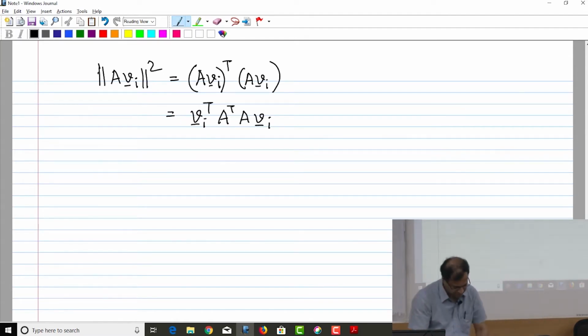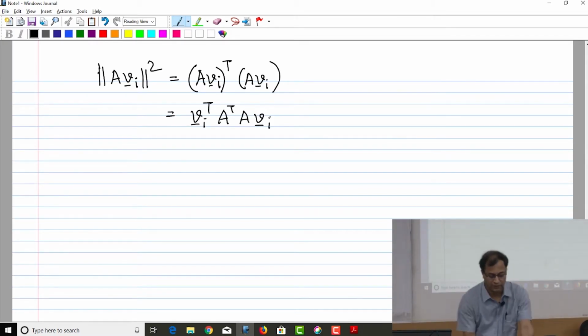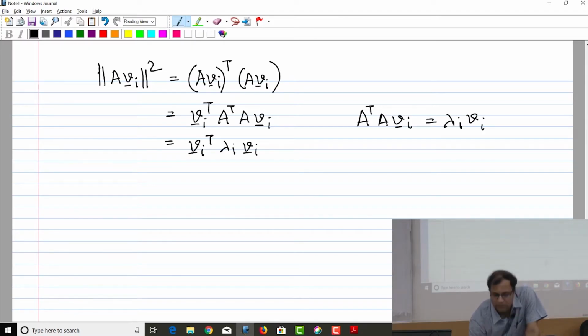What was there? Let me check that. So V1, V2, Vn are orthonormal eigenvectors of A transpose A. So if Vi is an orthonormal eigenvector of A transpose A, then what can we write? Vi transpose A transpose A Vi is equal to lambda i times Vi transpose Vi, because we know that A transpose A Vi equals lambda i Vi, because this is the equation we need to satisfy.